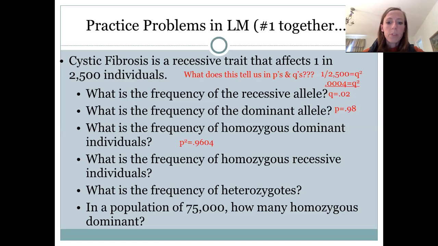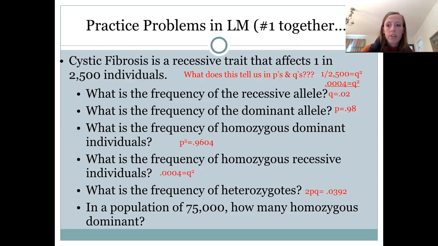Okay. And then the frequency of the homozygous recessive individuals, we actually already did that one. We know that from the beginning because that's what the question told us. The homozygous recessive individuals equals the q squared variable. If we didn't know it, we could just reference that it's q, 0.02, times itself, squared. Frequency of heterozygotes, you just take 2 times p times q, and you ought to get 0.0392, okay?